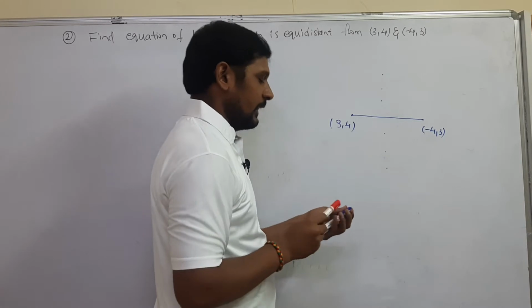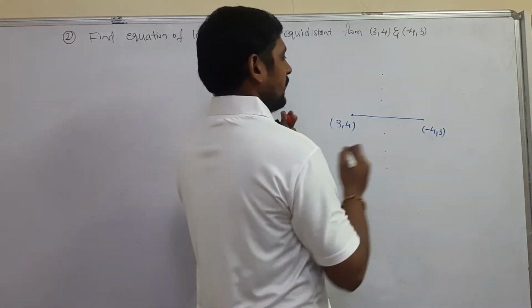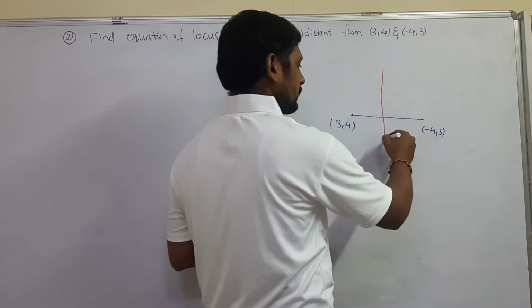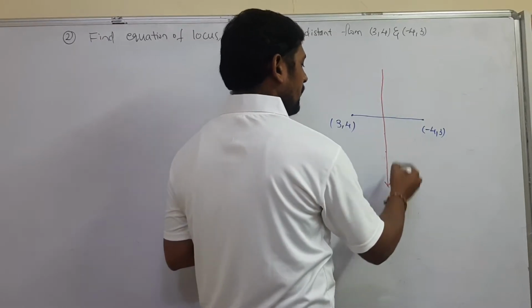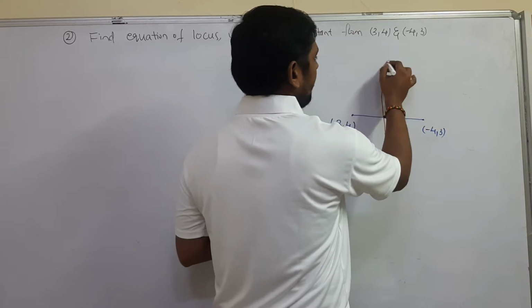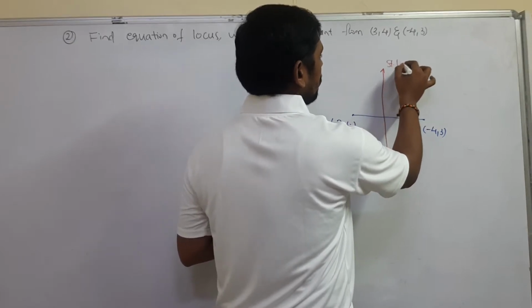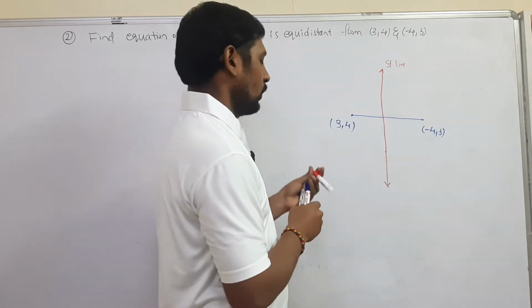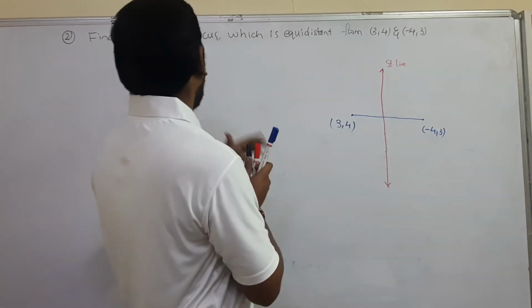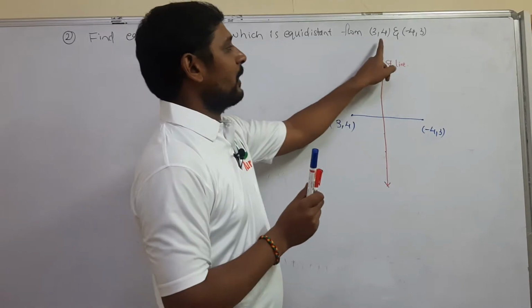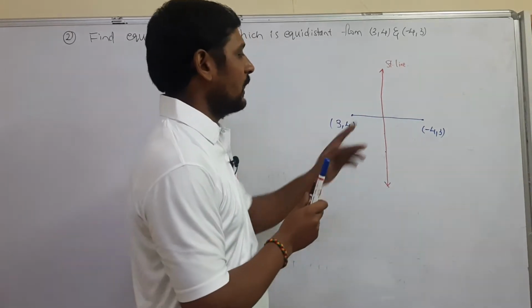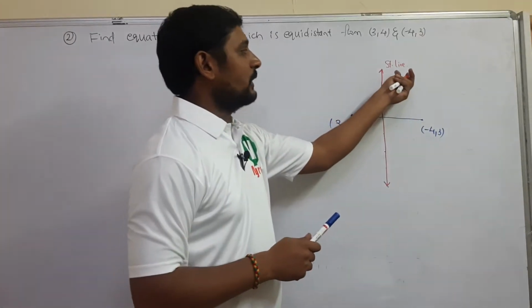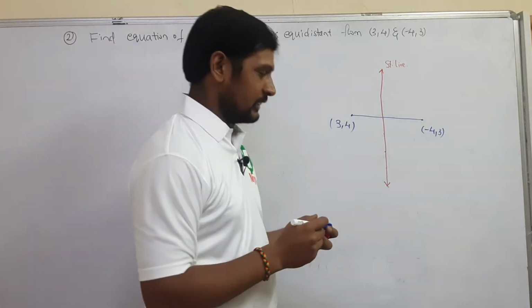Suppose we join all these points, we are getting a straight line, right? So what is the answer? The answer is a straight line. So the locus equidistant from 2 given points is a straight line. So the answer we are going to get is a straight line.